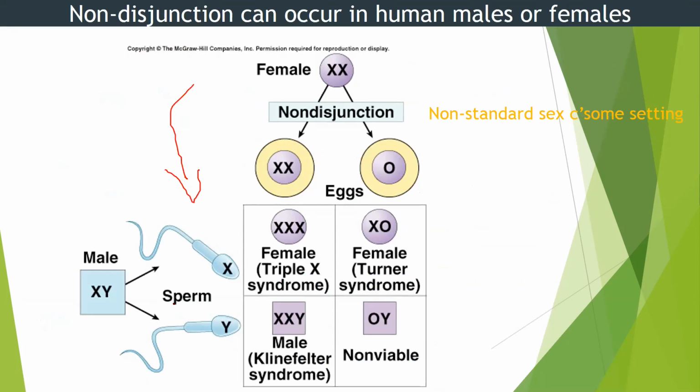So for example, if in this female non-disjunction occurs, this non-disjunction will produce two types of non-standard gametes here. And this will produce non-standard individuals with non-standard sex chromosome settings in human.